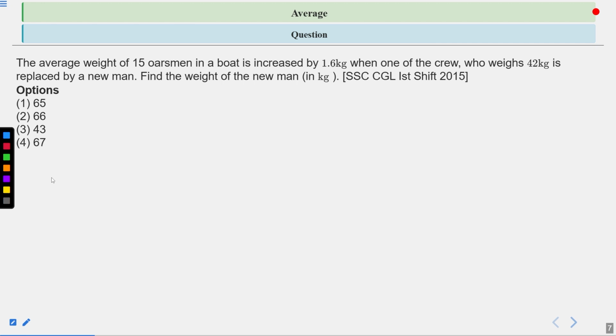Next question: the average weight of 15 oarsmen in a boat is increased by 1.6 kg when one of the crew who weighs 42 kg is replaced by a new man. Find the weight of the new man in kg. This question was asked in the SSC CGL exam 2015, first shift. There are four options: first is 65, second is 66, third is 43, and fourth is 67.